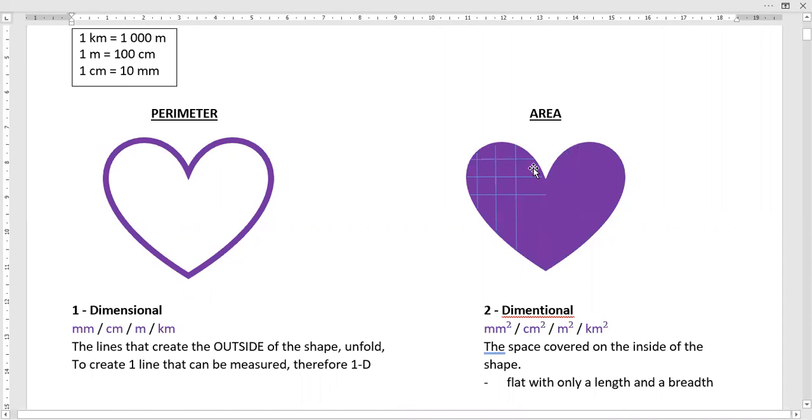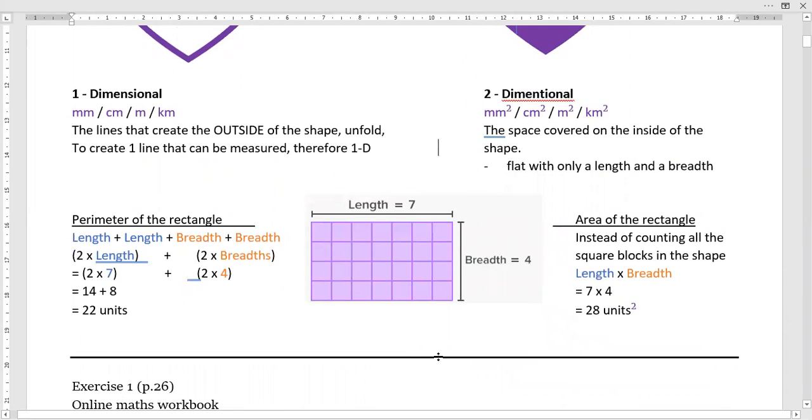Okay, so the lines that create the outside of the shape, they actually can break apart and unfold so that it creates one long line, and that's why it is one-dimensional. Whereas for area, we've got a side and another side, so we've got length and we've got breadth. So we've got a vertical and a horizontal line that gets multiplied together, and that is why it is two-dimensional. It's got 2 dimensions.